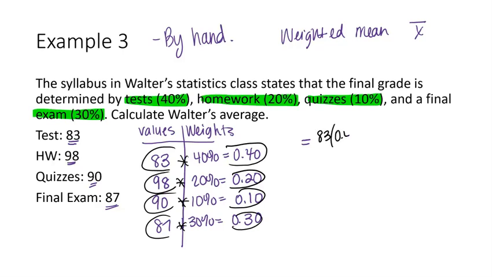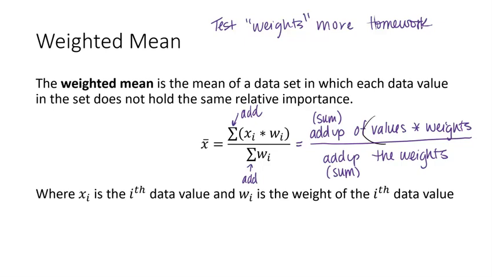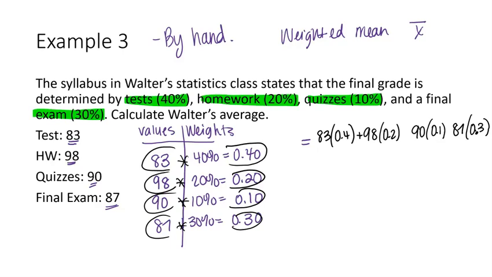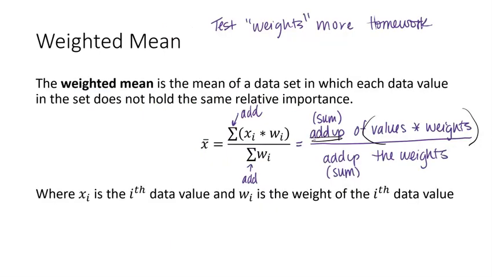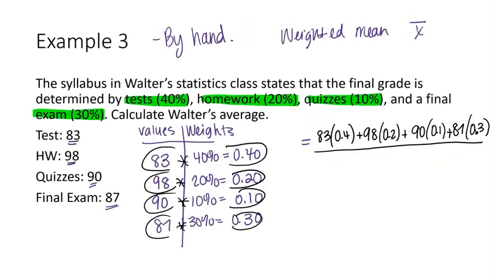83 needs to get multiplied by 0.4. 98 needs to be multiplied by 0.2. 90 should be multiplied by 0.1. And 87 should be multiplied by 0.3. Once we have calculated our values times weights, you have to do that part first, then we add them up. When we get done, we'll divide the whole thing by our weights, the total, the sum of them. So that would be the 0.4 plus the 0.2 plus the 0.1 plus the 0.3.